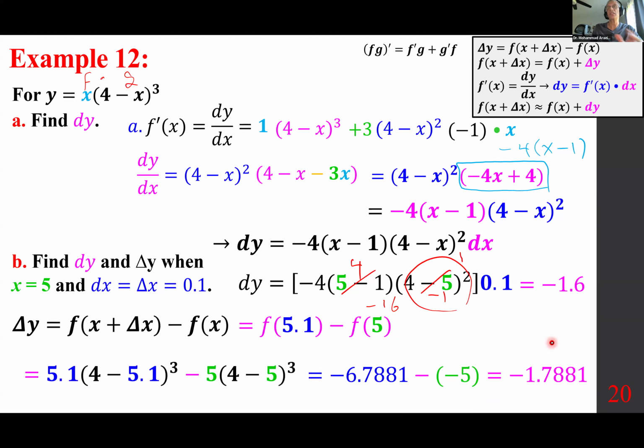Now, what I want to make a point of is this. These two numbers obviously are not the same, and we are not claiming that they should be the same, but they are somewhat close. Now, bear in mind, delta x or dx is way too large. The smaller the delta x or dx, in comparison to the choice of x, the closer they are.